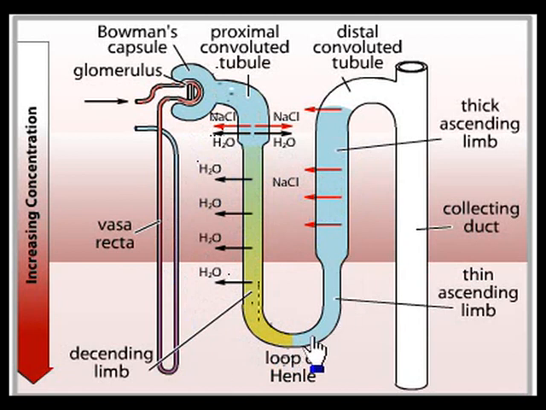This part is not permeable to water. It is, however, permeable to sodium and chloride. Since the tubule fluid is more concentrated than the surrounding tissue, sodium and chloride diffuse out. The thick ascending limb continues to move sodium and chloride to the medulla by active transport.